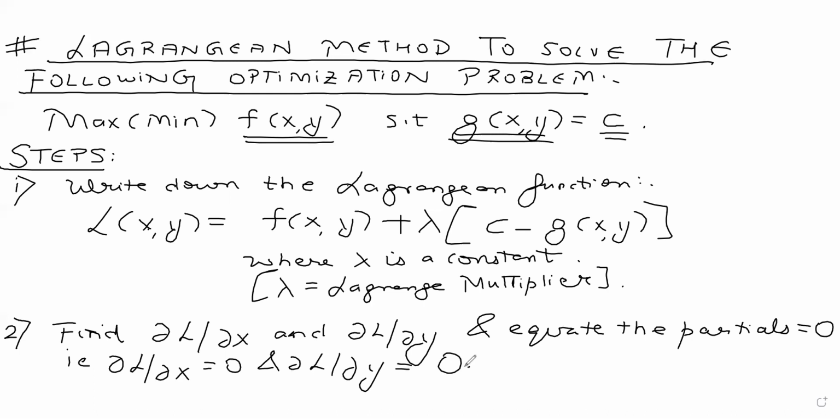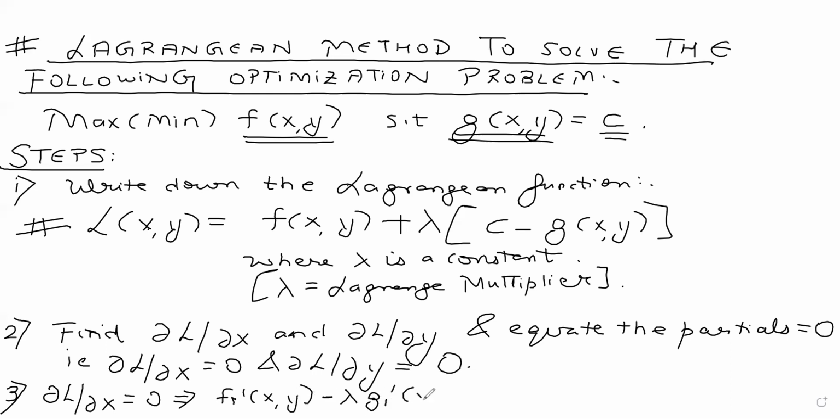So what are the equations we will have? If I write del L by del X, this is my Lagrange function. So del L by del X equal to 0 implies I get F1 dash XY minus lambda times G1 dash XY equal to 0. If I solve it further, what do I get? F1 dash XY is equal to lambda times G1 dash XY.